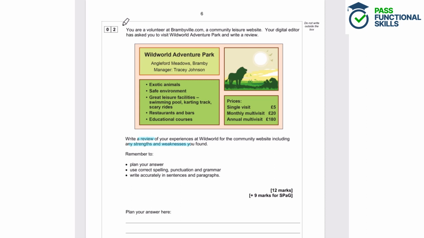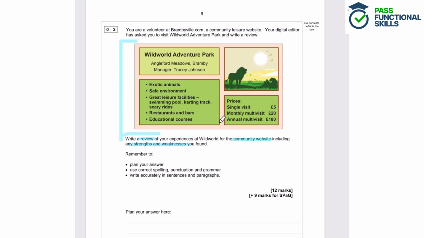What other details do we need to consider? Well, we need to consider the audience. Because we are writing for a community website, we will be writing for a local audience in the community. Finally, we need to consider the purpose. So we're a volunteer for this website and we need to review this place, Wild World Adventure Park.